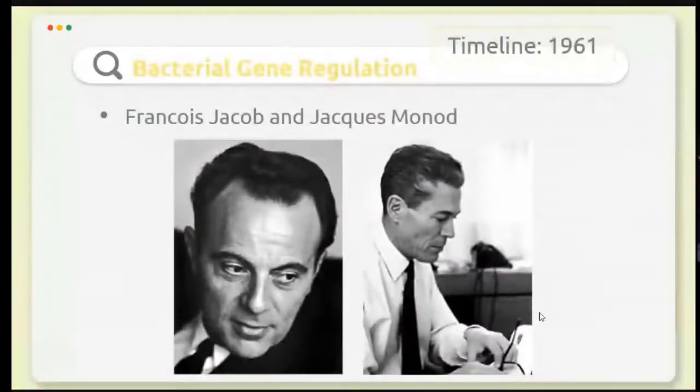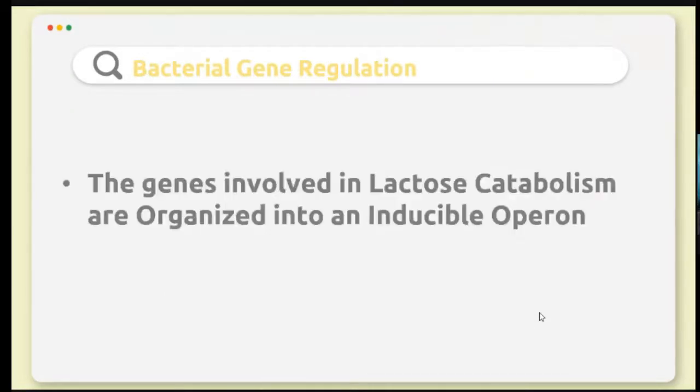So, una, tingnan natin yung history ng lahat ng to. So, kailan kaya nagsimula itong aralin itong bacterial gene regulation? 1961 lang. So, imagine niyo mga 60 years ago. Si François Jacob and Jacques Monod, they are French scientists. They actually studied the operons in E. coli, and these operons, they found out that the genes involved in lactose catabolism are organized into an inducible operon.